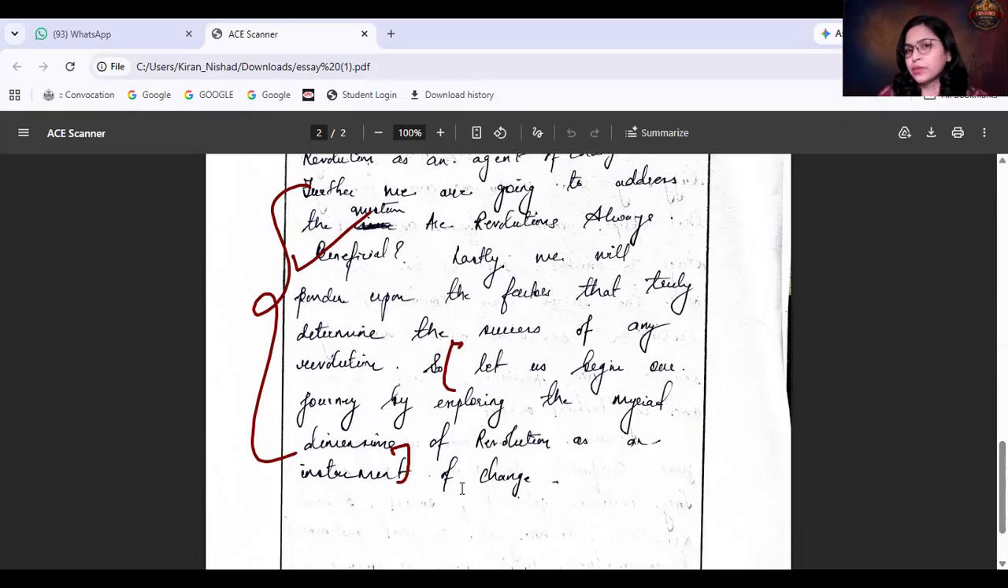Okay. So in this manner, you are supposed to write an introduction to an essay. Okay. I hope it is pretty clear. At least you might have got an idea about how to proceed with the essay writing. Okay. That's it for the day.